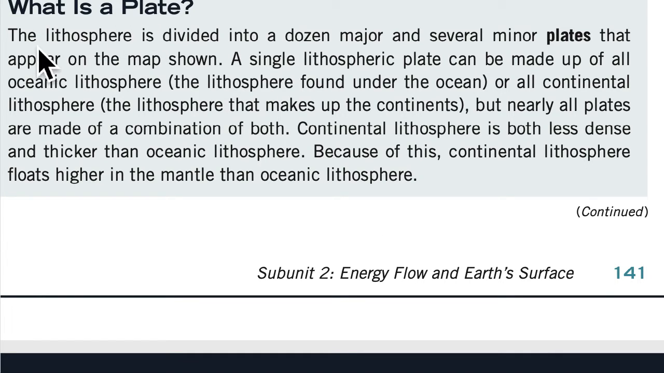What is a plate? The lithosphere is divided into a dozen major and several minor plates that appear on the map shown. A single lithospheric plate can be made up of all oceanic lithosphere, the lithosphere found under the ocean, or all continental lithosphere, the lithosphere that makes up the continents. But nearly all plates are made up of a combination of both. Continental lithosphere is both less dense and thicker than oceanic lithosphere.